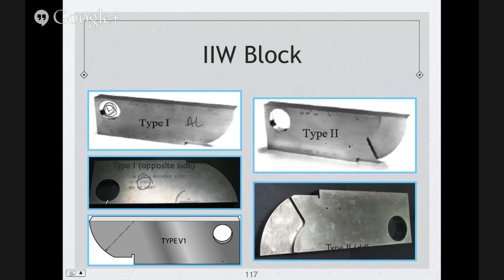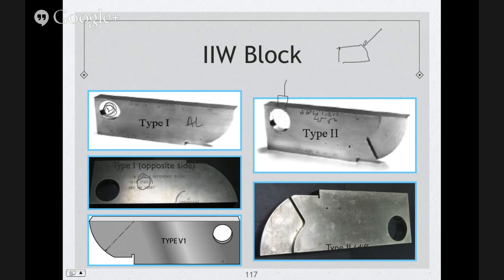You can use this here, because it's so close to the surface, you can put a transducer on top of here and check for near surface resolution. You use this curve to check your shear wave. And if you see these little marks here, they give you numbers, like 45, 50, and so on, and you can use that to read angles.